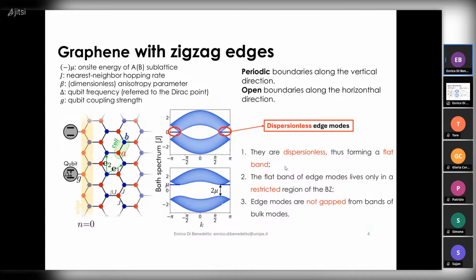But what we don't know is that graphene is also extremely sensitive to how you choose to terminate the lattice under open boundary condition. In the sense that if you take a sheet of graphene and change how you terminate the sheet along that direction, along that edge, you're able to change the properties of the spectrum of your system.